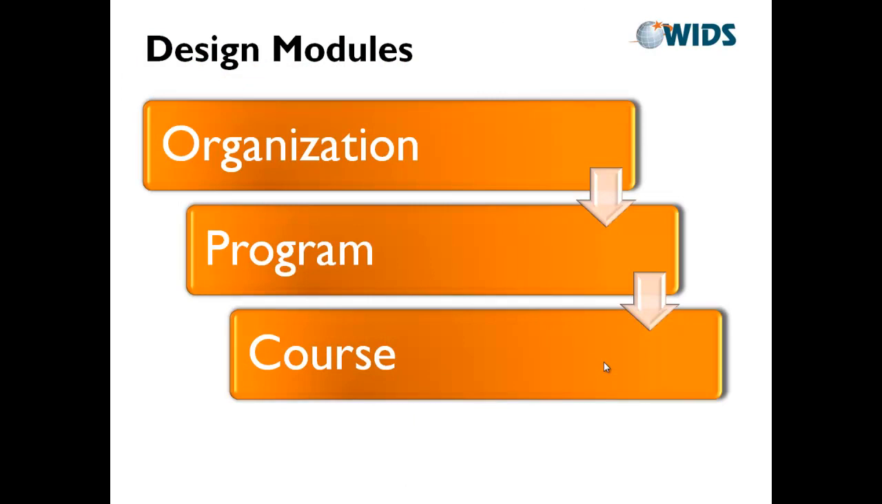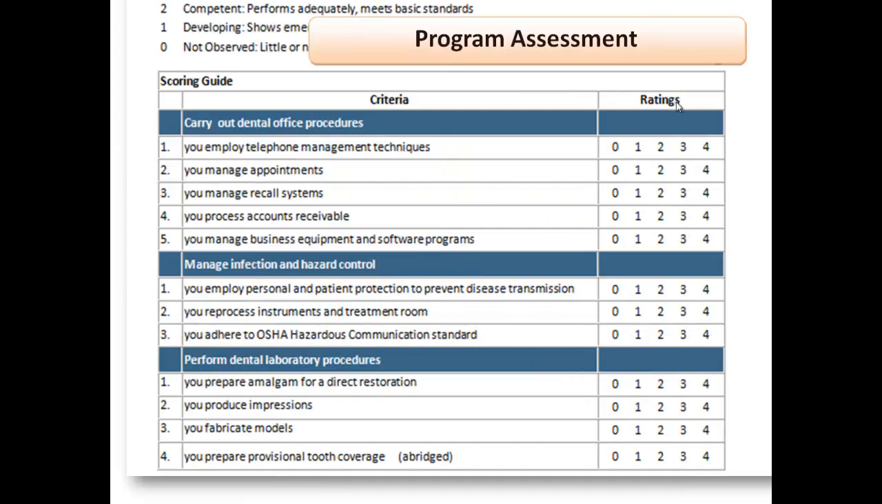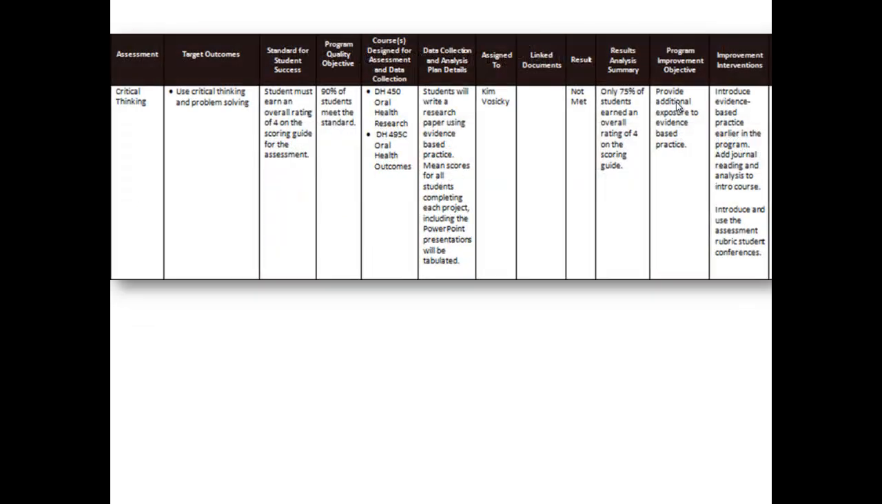Three design modules make up our application. The first is the organization. Specify program outcomes and performance standards, as well as course competencies and performance standards. Design rubrics at the program and course level. Come up with an assessment plan and analyze that. WIDS reports in PDF, HTML, Word. Build a comprehensive outcome assessment plan to show what you're doing to meet quality objectives in your program.